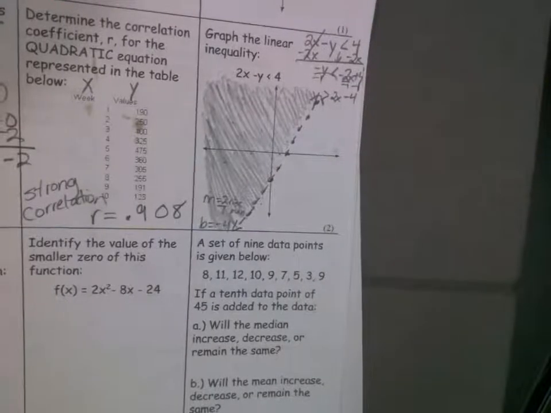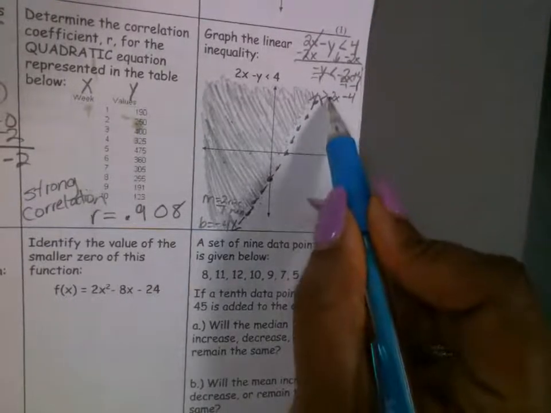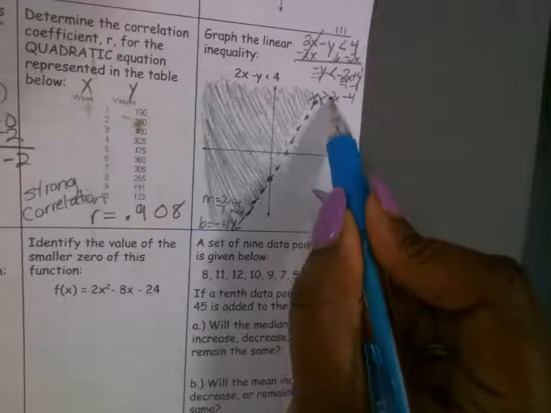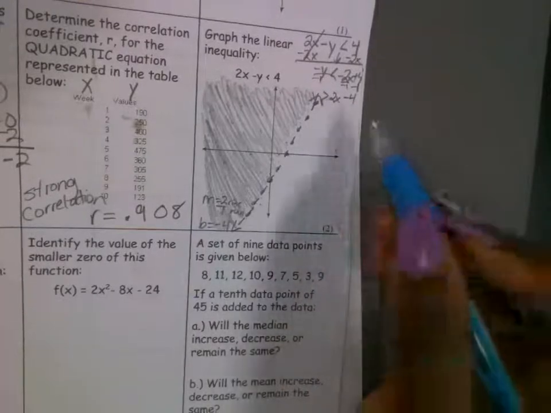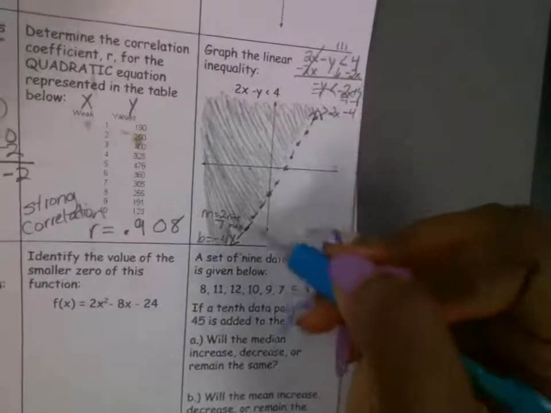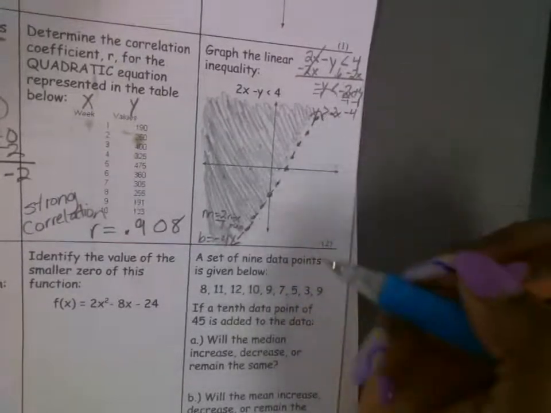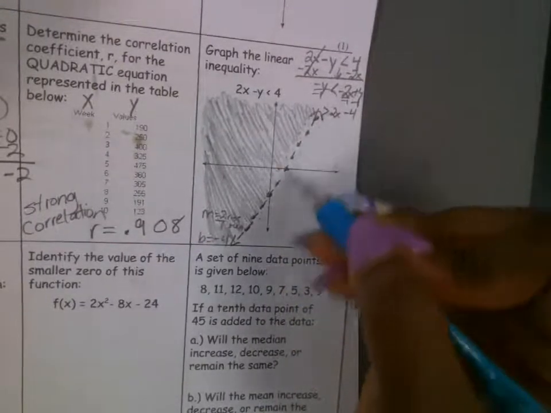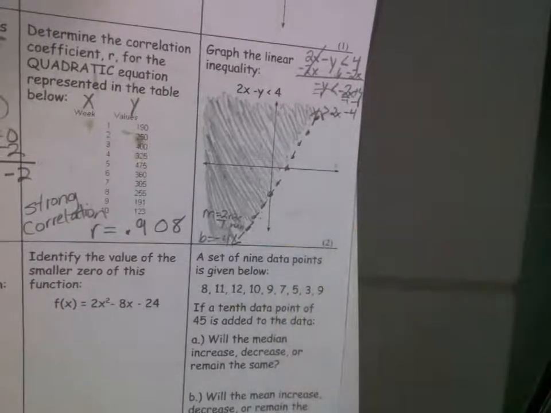Is it above because it's a positive line? It's above because it's greater than. This symbol right here is greater than. If it was less than, then it'd be below. And it's a dash line because there's no equal to. If it's equal to, then it's a solid line. And we cover that next week.